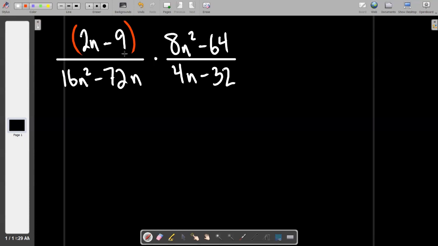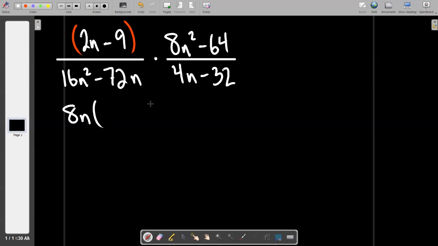So having said that, let's go attack the 3 things that need factored. Let's go ahead and start down here on the lower left. What can we do? Take out 8. Yeah, for sure. So I'm going to take out 8 and I'm going to take out n.